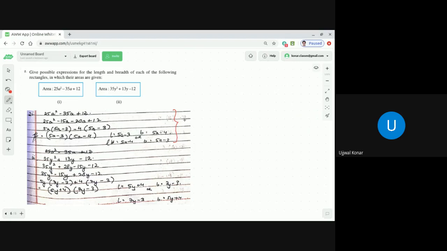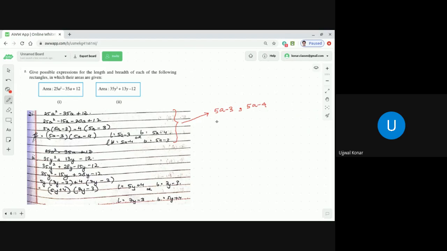So, what are the two things you got for the rectangle, either length or breadth? One you get 5a minus 3, and another one you get 5a minus 4. So it can't be "or". "Or" is possible, but not in this context. Why? That's why I asked this question.